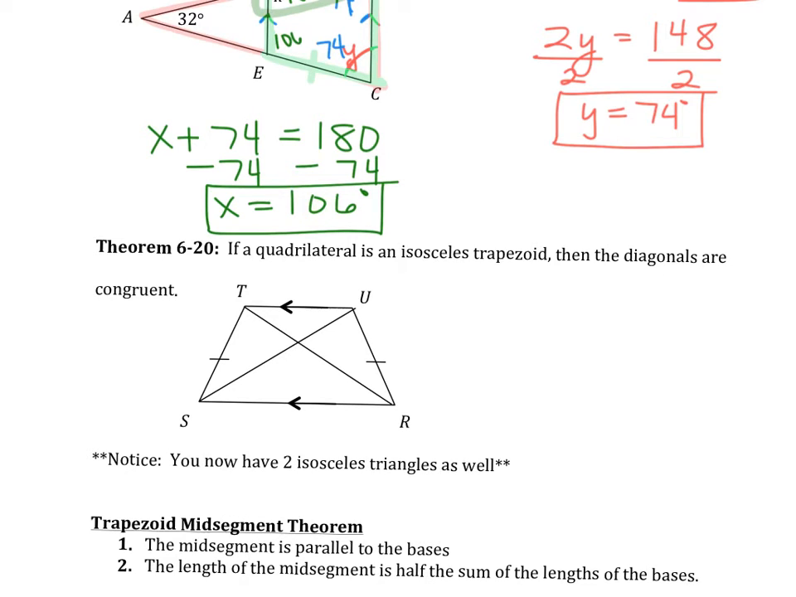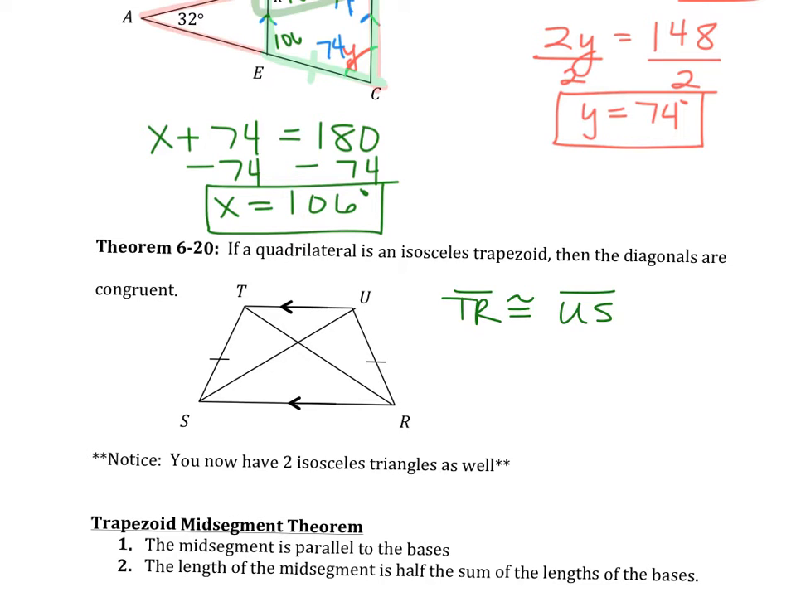All right. Theorem 6.20, you don't need to memorize the number, it's just a way for me to label it. It says if a quadrilateral is an isosceles trapezoid, then the diagonals are congruent. So in this picture, this is an isosceles trapezoid. What they're saying is TR is congruent to US. Okay? Now think about what that means. If the diagonals are congruent and it is isosceles, okay, that means everything's pretty mirrored.